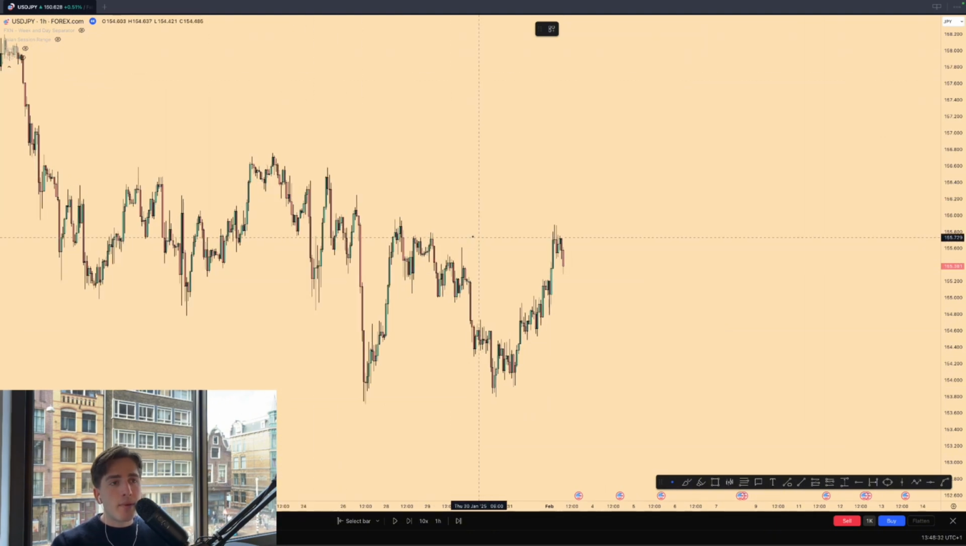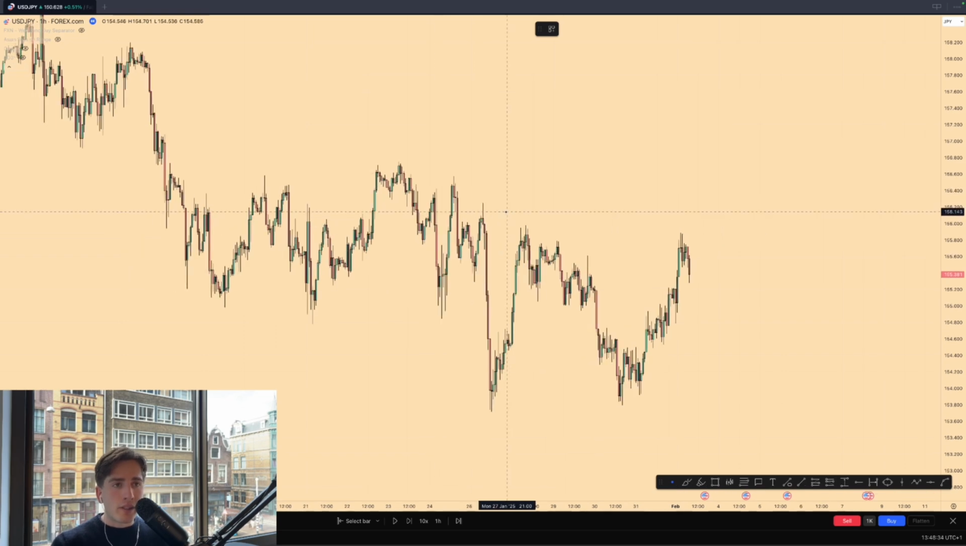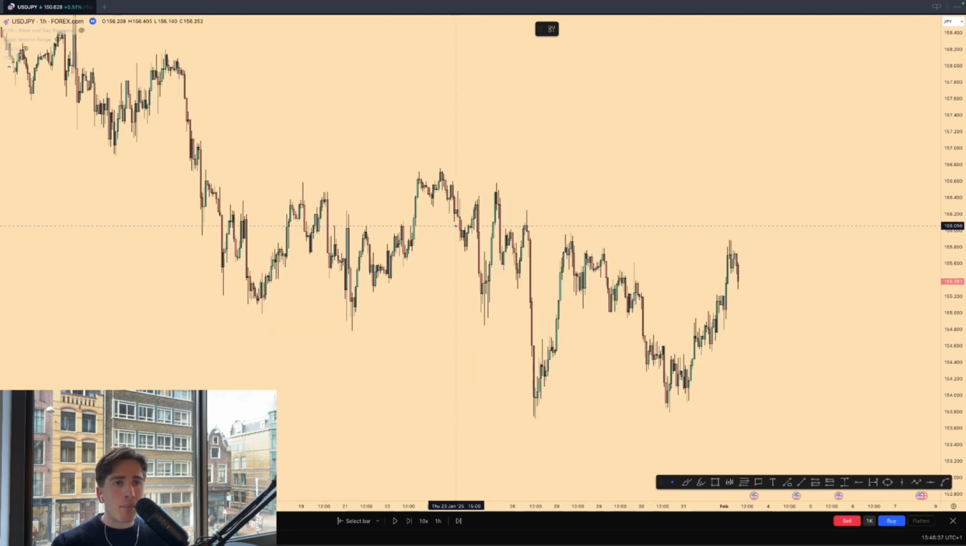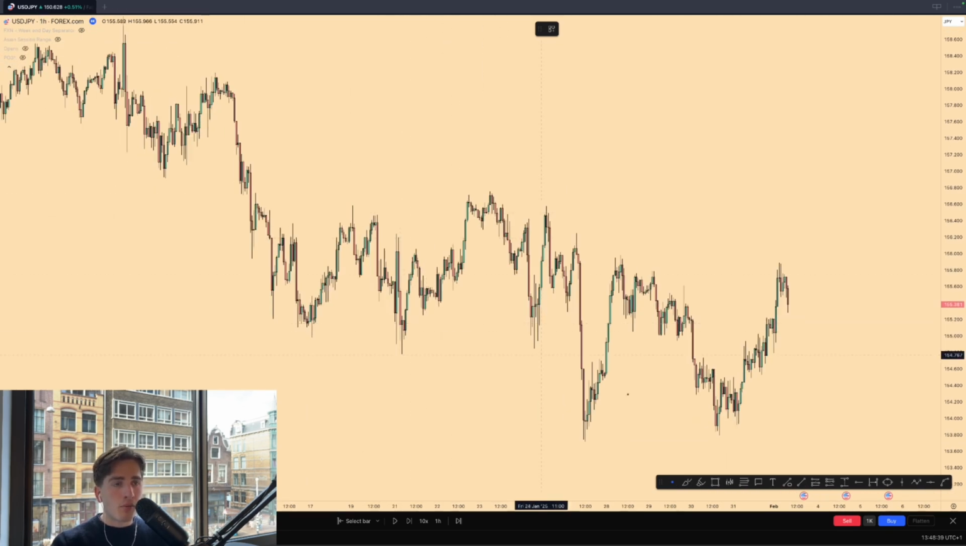Now, the second method that I personally love using when identifying supply and demand is known as a buy before a sell, or a sell before a buy.